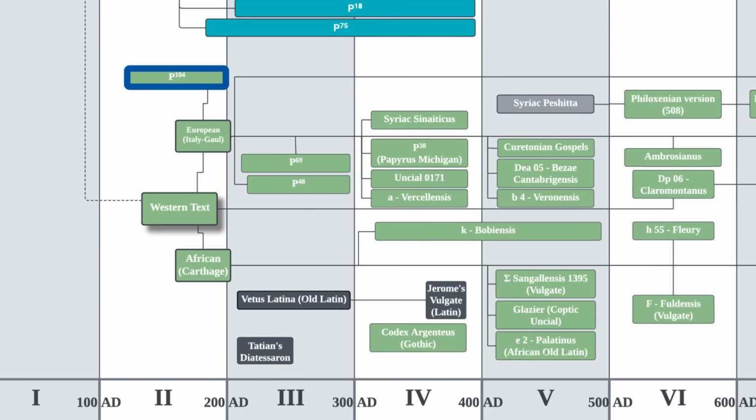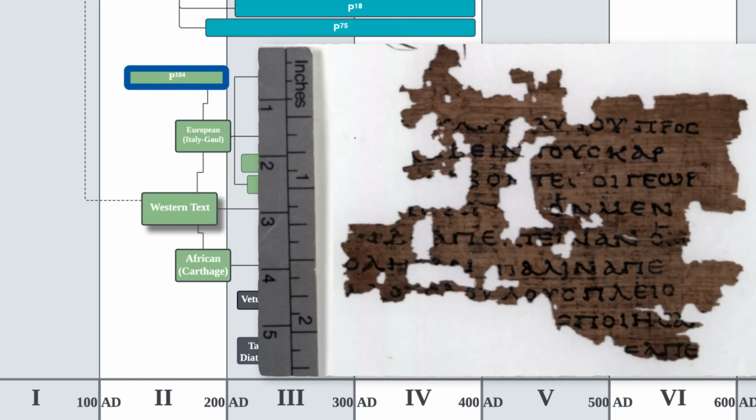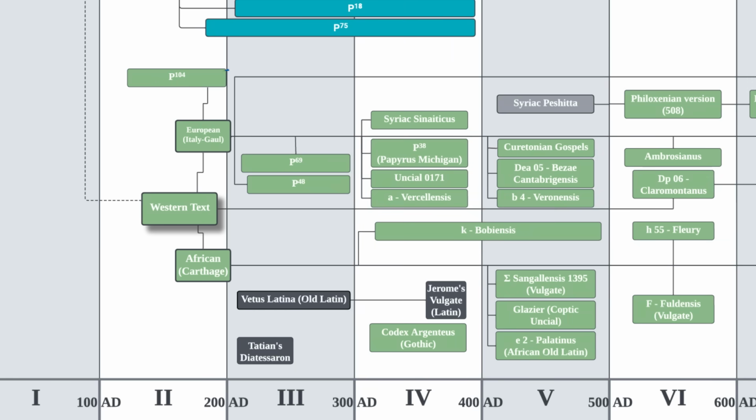If we look at the timeline shown at the bottom, we can see that scholars date P104 to the 2nd century, meaning that it was probably created sometime between 100 and 200 AD. So that's pretty early. However, P104 is just one small fragment, containing just a few verses from Matthew chapter 21. The earliest, mostly complete Greek manuscripts we have for this textual tradition are these two, Codex Bezae from the 5th century, which contains all 4 Gospels plus Acts, and Codex Claromontanus from the 6th century, which contains the Pauline epistles.